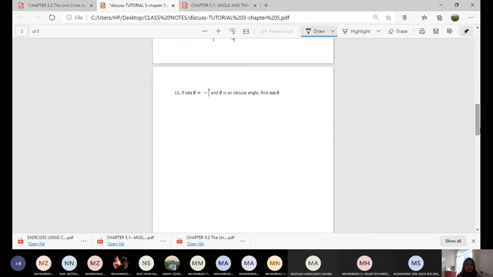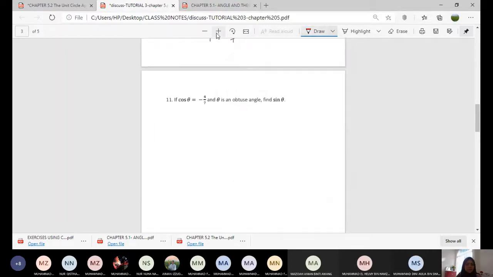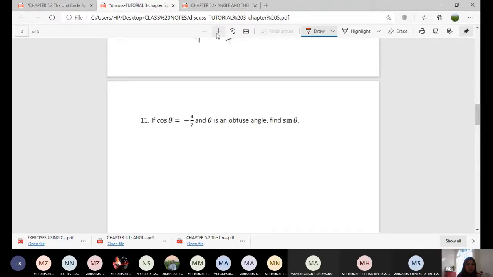This is also a tutorial question, tutorial 3. When you are given cos theta negative 4/7 and theta is an obtuse angle, find sin theta. It doesn't say which method to use, right? So you can choose to use the triangle method or the identities method. Obtuse means what? Where is the angle? Quadrant 2, because it is between 90 degrees and 180. What angle is this? Obtuse angle. An acute angle is a sharp angle.